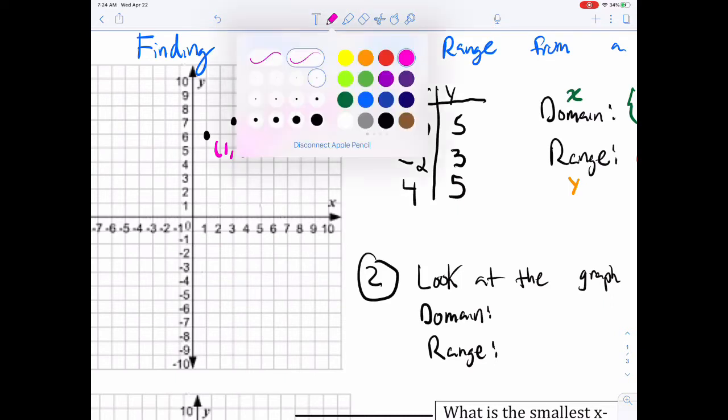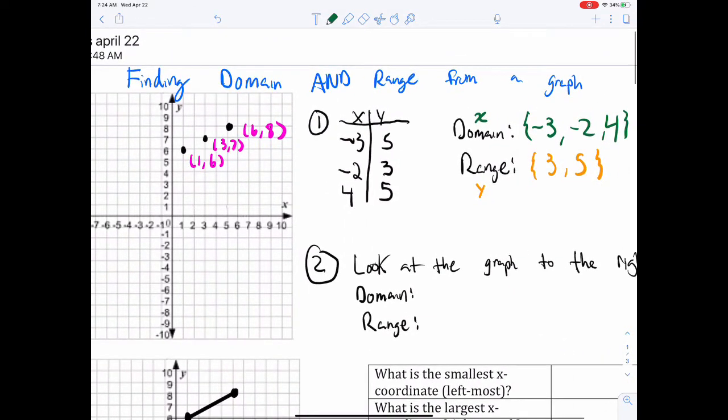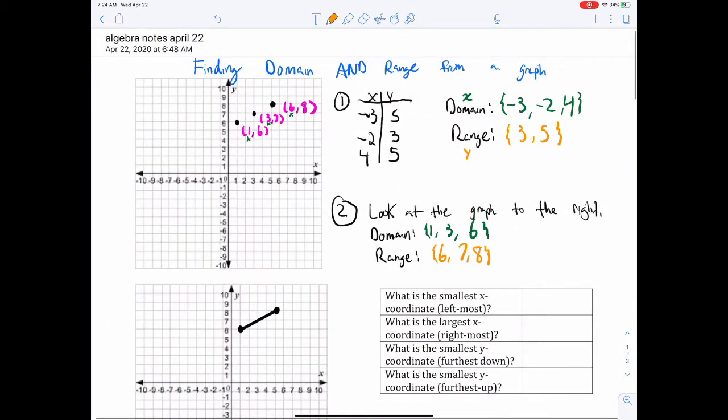So now that we have some points here, it's going to be much easier to write the domain, because the domain, as we know, are all the x numbers. So our domain will be 1, 3, 6. Put these squiggly brackets around it. And then our range will be 6, 7, and 8. Those are all of our y numbers.